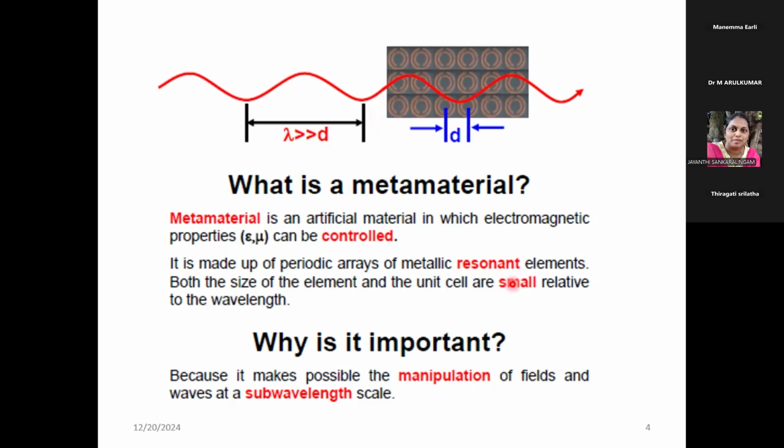These small unit cells are also resonant elements and they must be very much smaller than lambda so that they can control the behavior. And because you are going to control the value of mu and epsilon, you can manipulate the fields. You are going to change the fields and change its entire behavior. If mu and epsilon are changed, the behavior of the fields in the material is also going to change, by which you can extract many properties for the material, which becomes the application of the metamaterial.